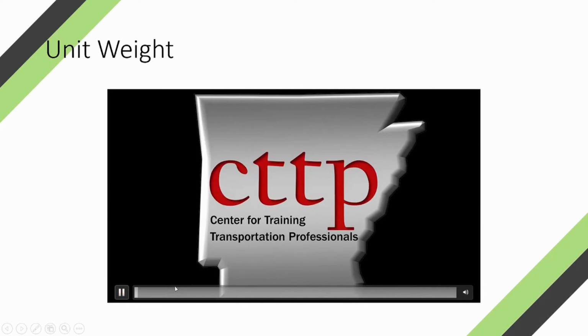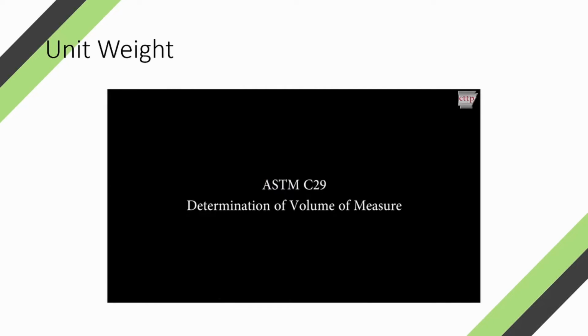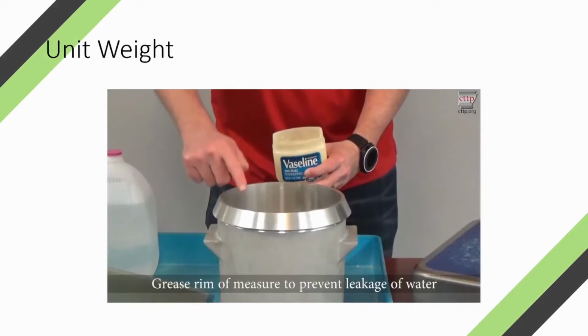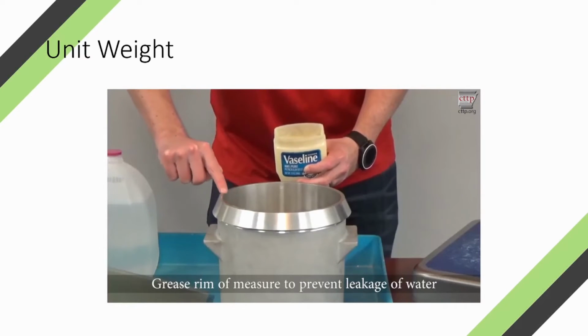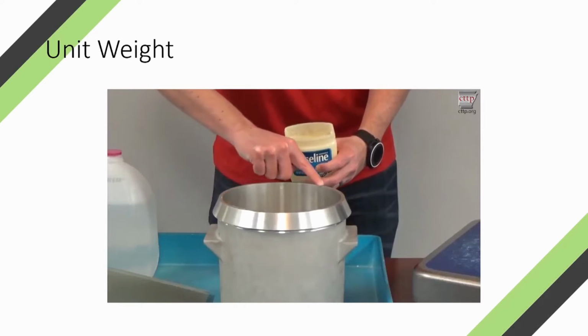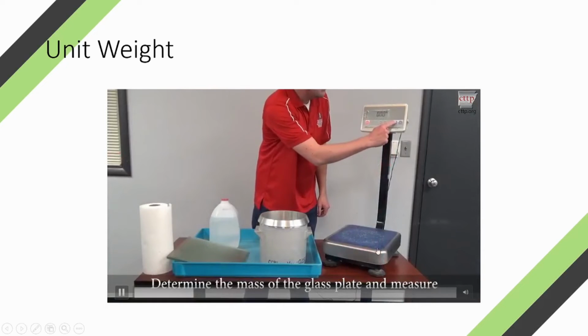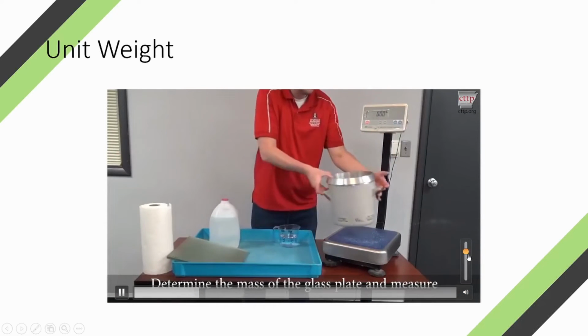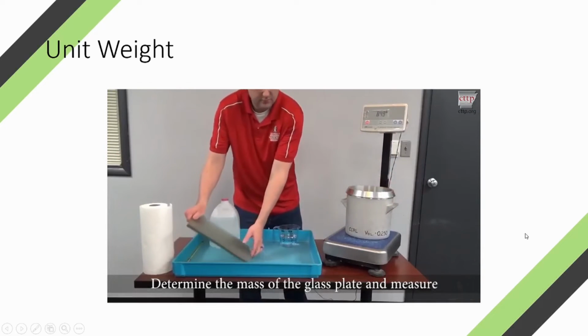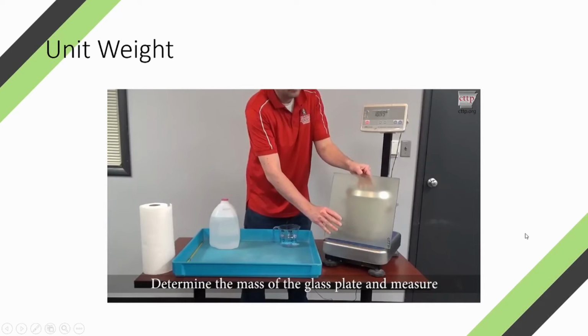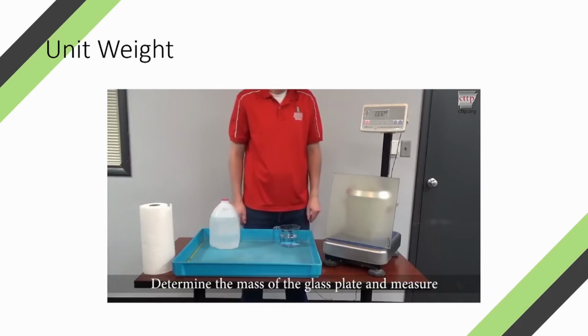Welcome to the CTTP training videos. In this video, the determination of the volume of a measure is demonstrated as described in ASTM C29. Grease the rim of the measure to prevent leakage of water. Remove excess grease from the inside and outside of the measure. Zero the scale. Place the empty measure and glass plate on the scale platform. Record the mass of the glass plate and empty measure.